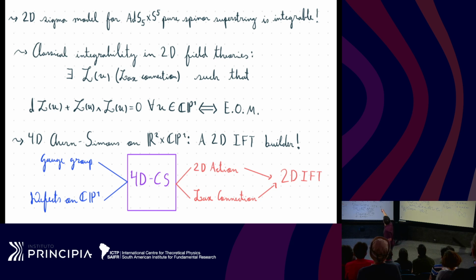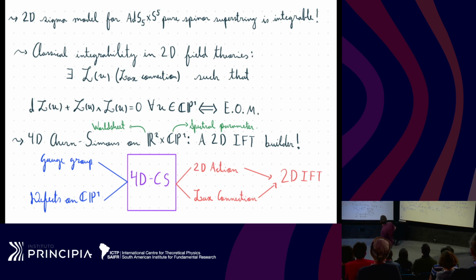So it's a theory that lives on R2 times CP1. And so R2 is going to be interpreted as the worldsheet, and CP1 is the space in which the spectral parameter u lives. And in this construction, you input a gauge group, some defects on CP1, you use the 4DCS machinery, and then it spits out a two-dimensional action and a Lax connection, and then we have an integrable field theory. An actual question then is, can we perform this construction on the pure spinor?